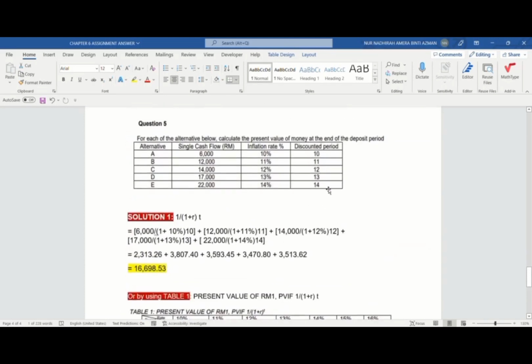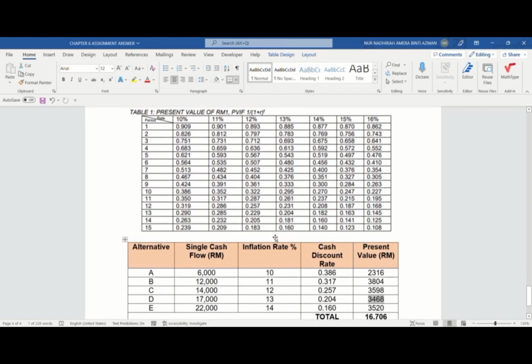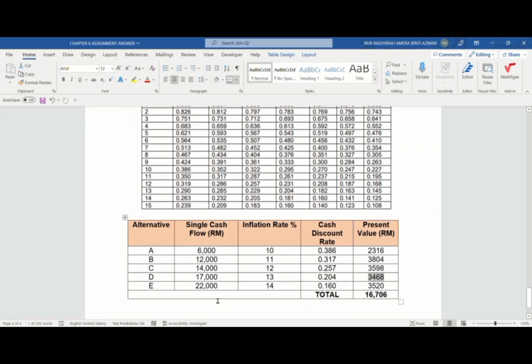The discounted period is 14. Therefore, you refer to the table for 14%, and the discounted period 14 will be 0.160. Therefore, 22,000 times 0.160 and you will get 3,520 ringgit.